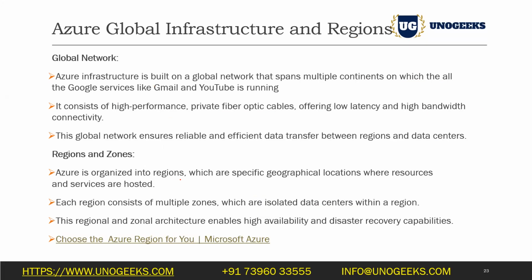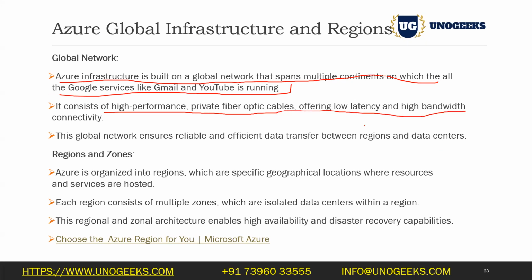Okay, so global network. Azure infrastructure is built on global networks, with multiple data centers available, just like Google services, Gmail and YouTube running on Google's infrastructure. It consists of high performance private optic cables with low latency, high bandwidth and connectivity. And this global network ensures reliable and efficient data transfer between regions and data centers. So we will see Azure.